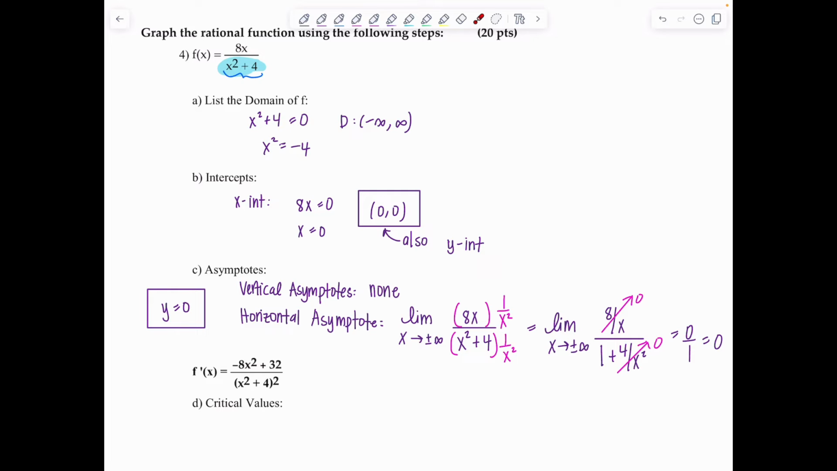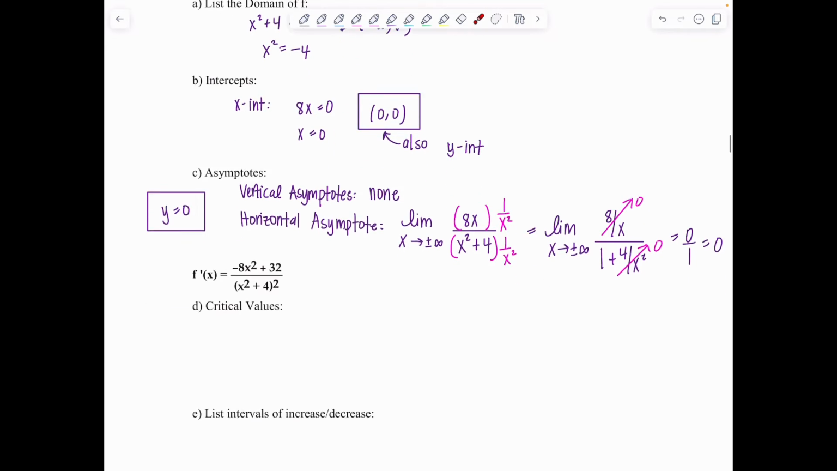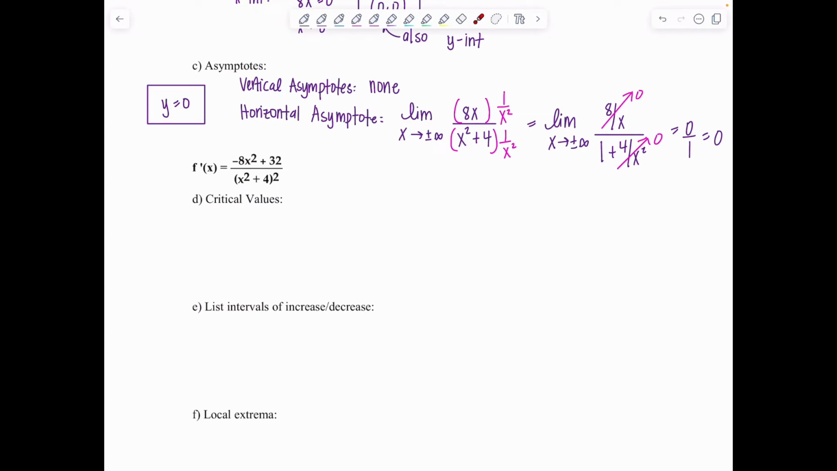Okay, so that's done. Now, I took mercy on their poor souls. I gave them the derivative because I didn't want that to screw up their whole graph. So here's f prime of x. I wanted them to use f prime of x and just tell me what the critical values are. We know those come from two places: where f prime of x equals 0 and where f prime of x does not exist.